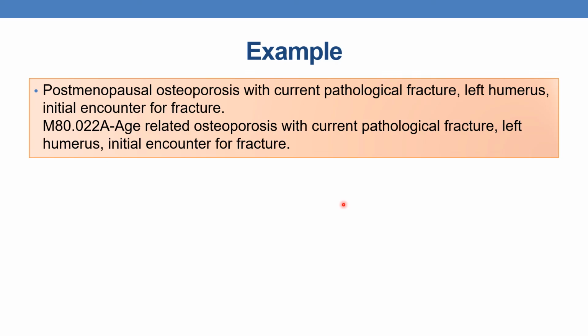Now let us see an example. Postmenopausal osteoporosis with current pathological fracture, left humerus, initial encounter for fracture. Patient presents with postmenopausal osteoporosis with current pathological fracture, left humerus, initial encounter. So the appropriate code is M80.022A: age-related osteoporosis with current pathological fracture, left humerus, initial encounter for the fracture.